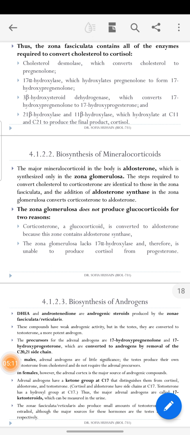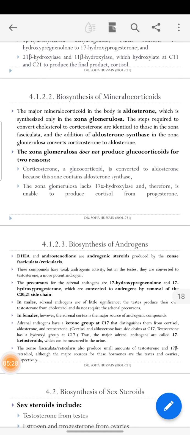Now the next is the mineralocorticoids. How are they formed? Mineralocorticoids are found in the body in the zona glomerulosa, where adrenosteroid synthesis occurs and two processes are involved. Corticosterone is converted into aldosterone at the end, and the zona glomerulosa lacks the enzyme 17 alpha hydroxylase, so it is unable to produce cortisol from progesterone.